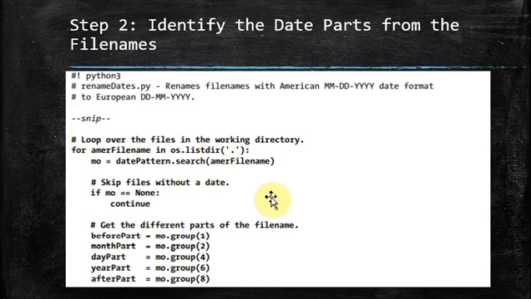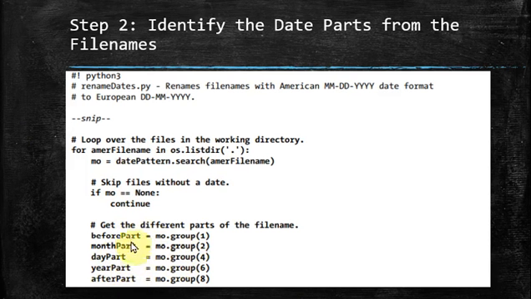So what we are doing in this particular part is, you're going to scan through all the file names in your current working directory, and if that file name does not match any date pattern, then you're just going to skip it, continue, and go with the next file name. Now if you get a file name which matches the date pattern, in that case you're going to group it as before part, month part, day part, year part and after part. So you're going to create the different groups.